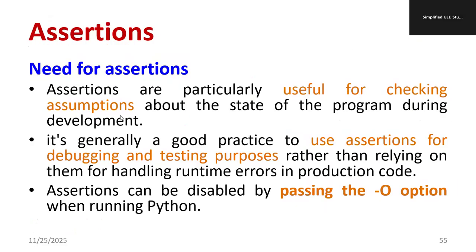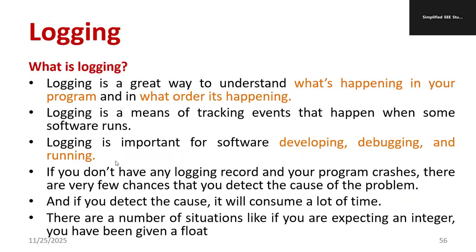What is the purpose of assertion? Assertions are particularly used for checking assumptions, especially whether a condition is true or not, during program development. It is a good practice to use assertion for debugging and testing purposes, rather than relying on them for handling runtime errors in the general routine of the program. Assertion can be disabled by passing an option while running, the minus O option. That is how to disable the assertion.